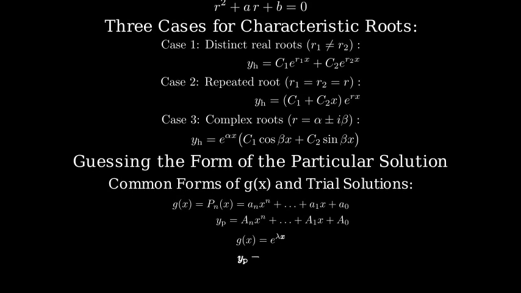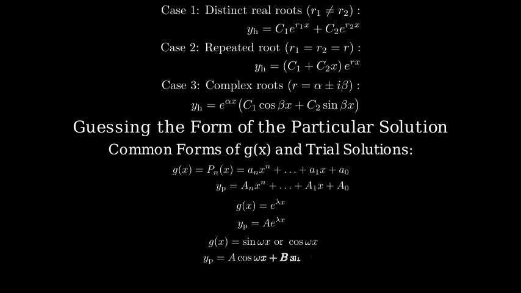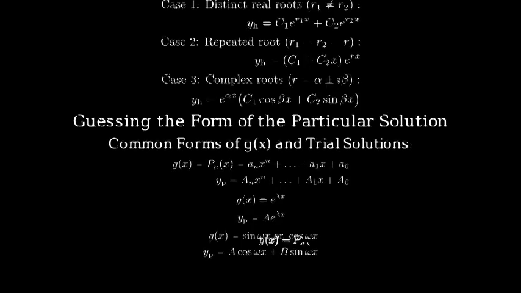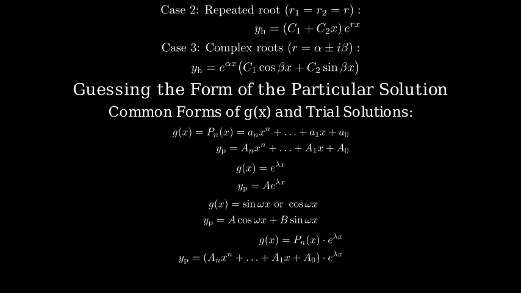If g(x) is an exponential function, we try a constant times that same exponential. If g(x) involves sine or cosine functions, we try a linear combination of sine and cosine with the same frequency. For products, like a polynomial multiplied by an exponential, we multiply the corresponding trial forms.